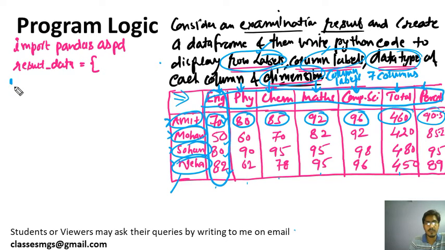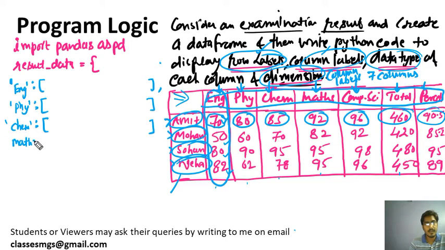So first column will become English. Then we will have a list of marks in English. Then second column will become physics, then list of marks and all those stuff. Then third column will become chemistry, then all those marks will come. Then fourth column will become math. Like this, all those columns you need to pass. So this is the way how to create the dictionary.